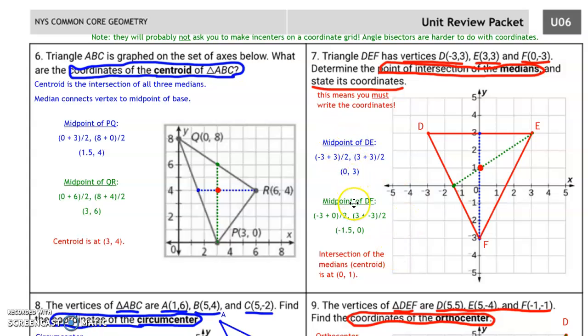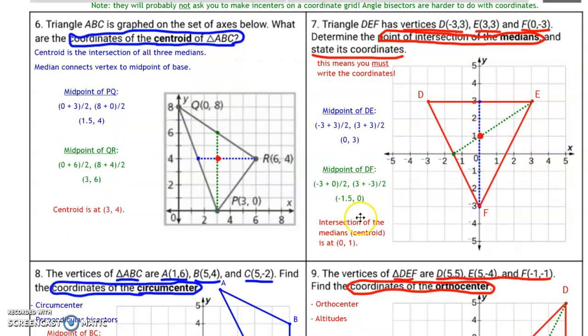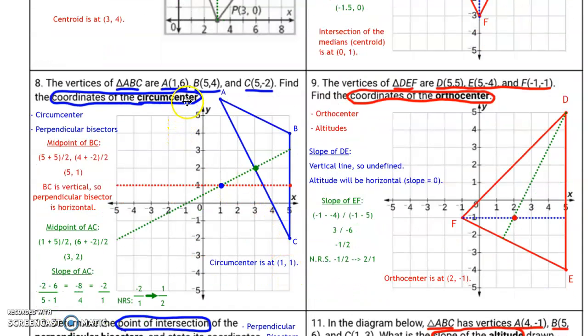Finding the midpoint is very straightforward. We've done it before, so I show you these calculations. And then the intersection of the medians, which is what it asked for, otherwise known as the centroid, is at 0, 1. That's here. For question number 8, it asks for the circumcenter.